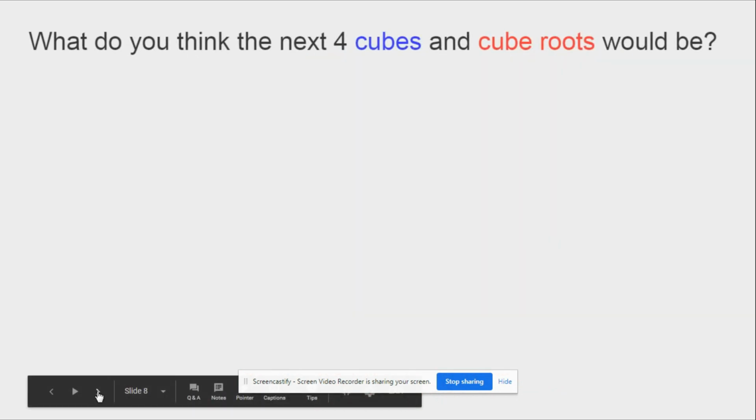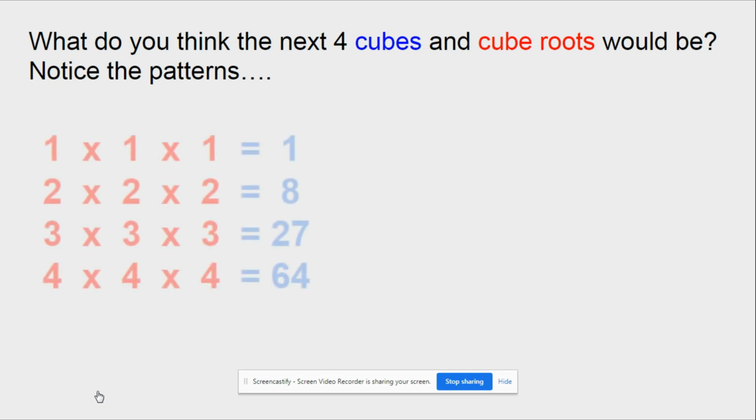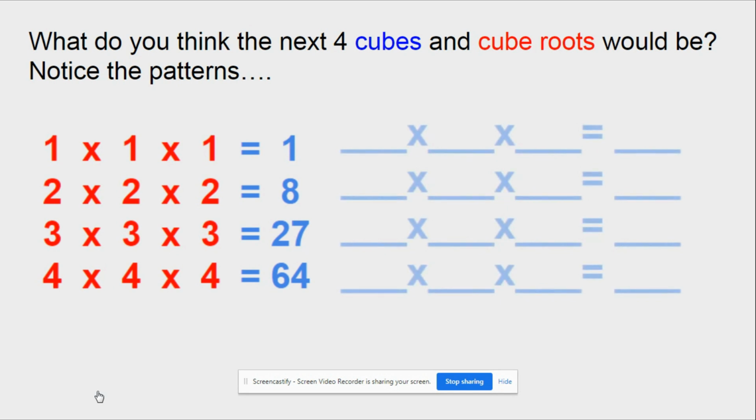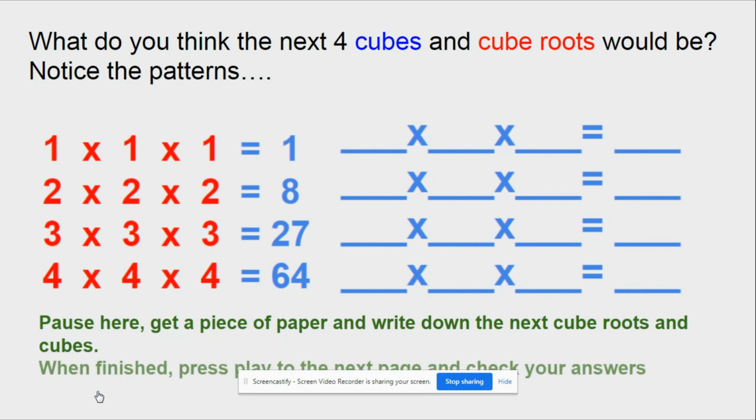What do you think the next 4 cubes and cube roots would be? Let's notice the patterns. If we look at what the next 4 roots would be, what numbers would you use? Let's pause here, get a piece of paper, and write down what you think the next cube roots and cubes would be. When finished, press play to go to the next page and check your answers.